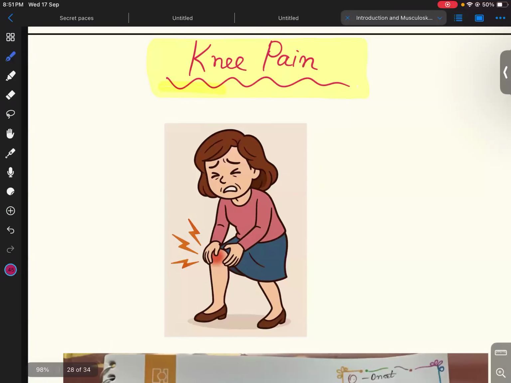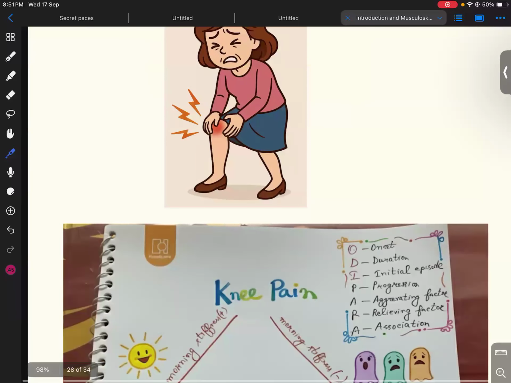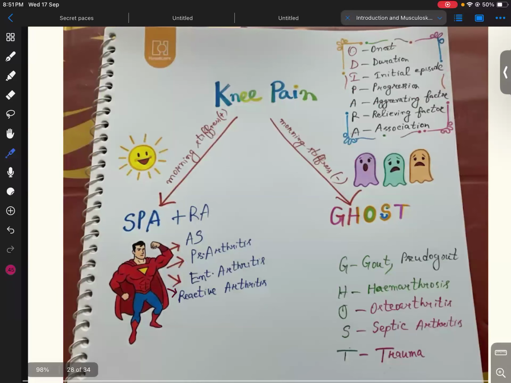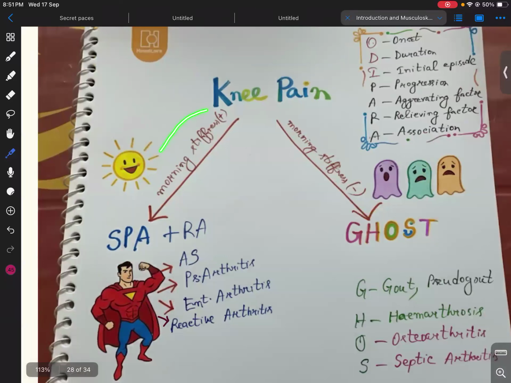This is also a very important case. That is knee pain. Actually, this case comes every now and then. The knee pain. This is also a triple star case. So how to approach a case of knee pain? It is also the same. After entering the station, you have to ask whether he or she has any morning stiffness, and if the morning stiffness is more than 30 minutes or less than 30 minutes. If it is more than 30 minutes, then the differential diagnosis is either spondyloarthritis or rheumatoid arthritis.